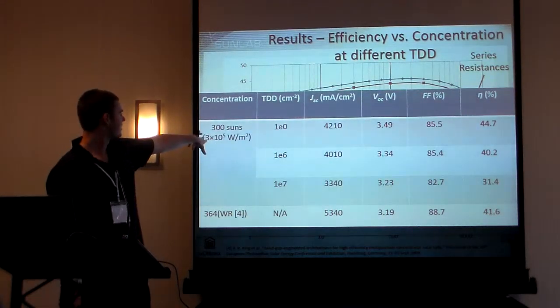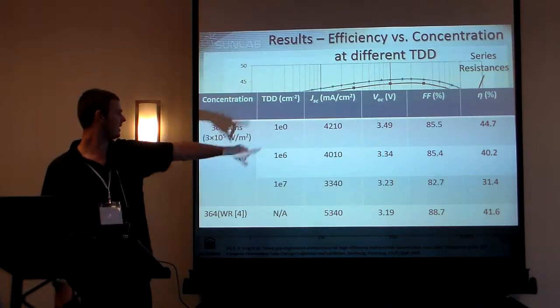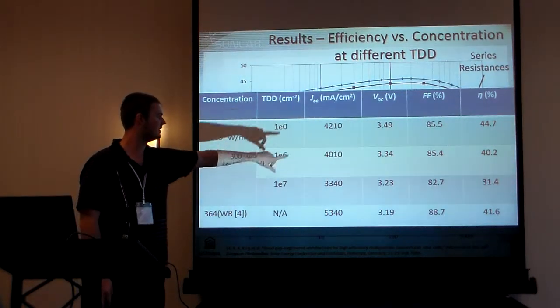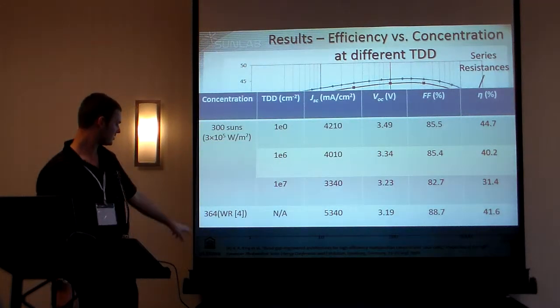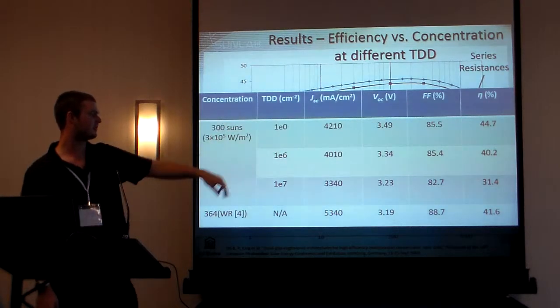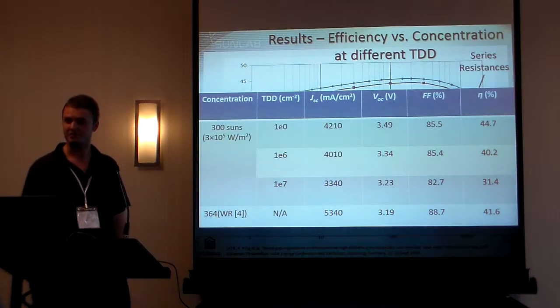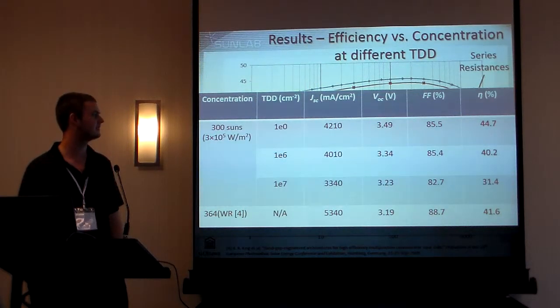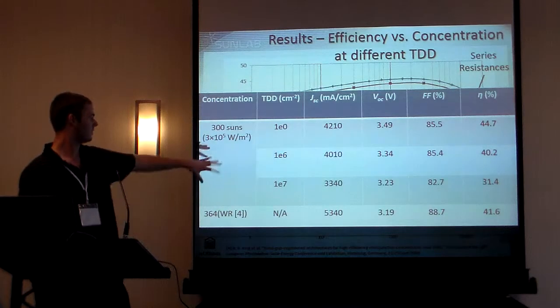So at 300 suns with no TDD, we have an efficiency of 44.7%. And at our target TDD, we have an efficiency of 40.2. Just want to mention that the world record at 364 suns is about 41.6. So we can achieve similar performance as the highest efficiency solar cell that we can make now, with a reasonable TDD.